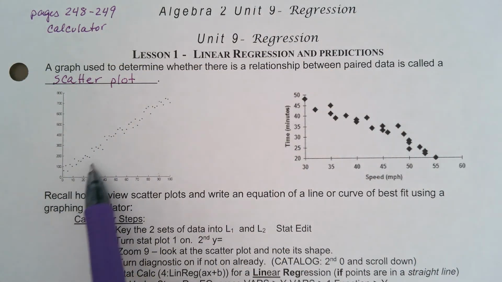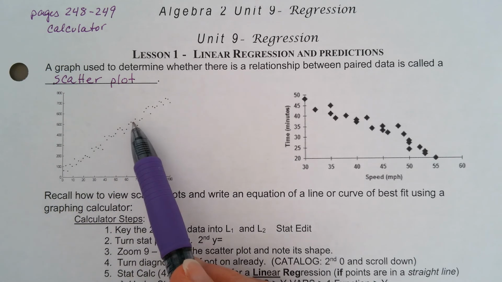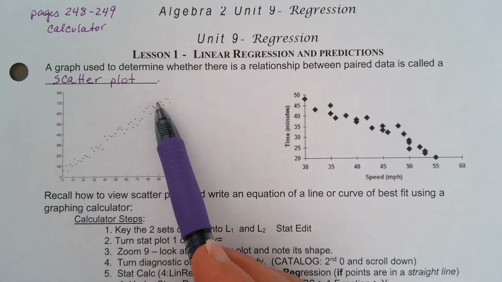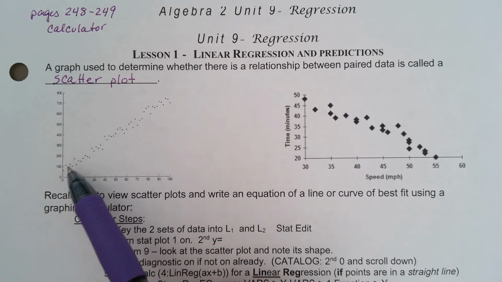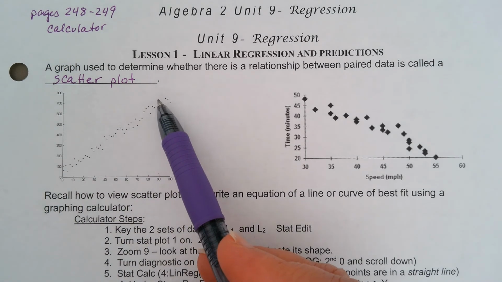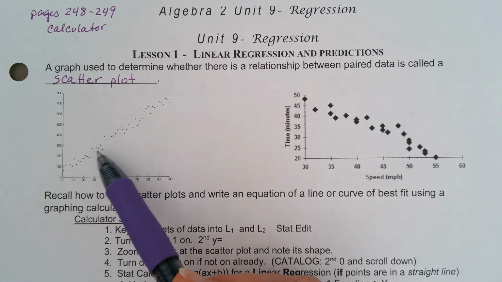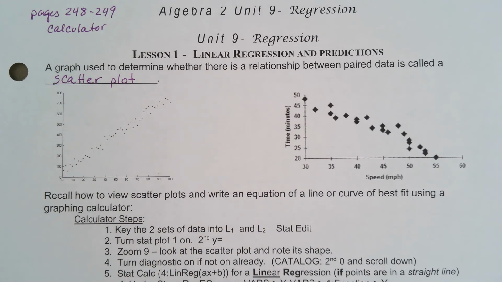Here we have a scatter plot. The data is closely clustered together and almost in the form of a straight line. So this is a linear regression, and since the data is very closely clustered together, it would have what's called a correlation coefficient close to +1.